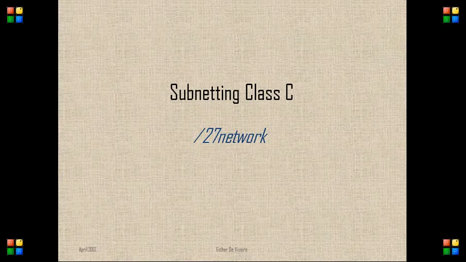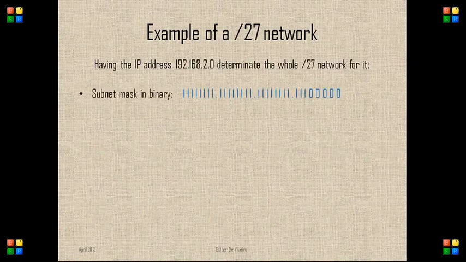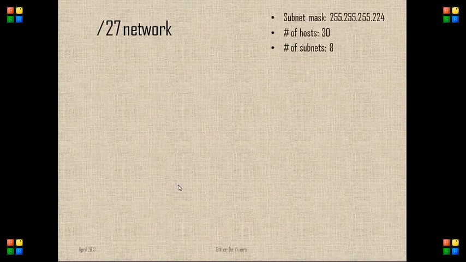Now the /27 network. We're going to do the same thing with the same example. First we're going to start by finding the subnet mask in binary. This is this one with 27 bits activated for the network portion and 5 bits for the host portion. Then we calculate the subnet mask in decimal, that's 255.255.255.224. Then we calculate the range, that's 32, the number of hosts, that's 30, and the number of subnets, that's 8. So with that, we can start allocating the IP addresses.